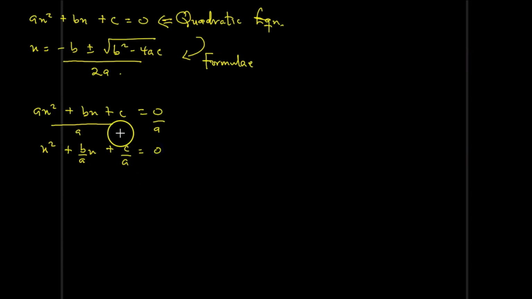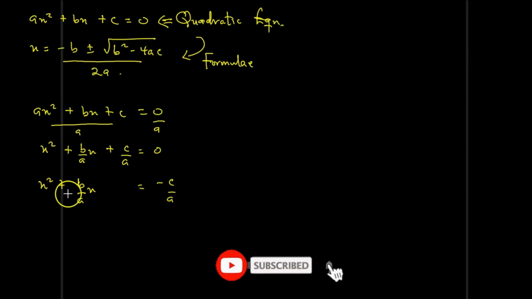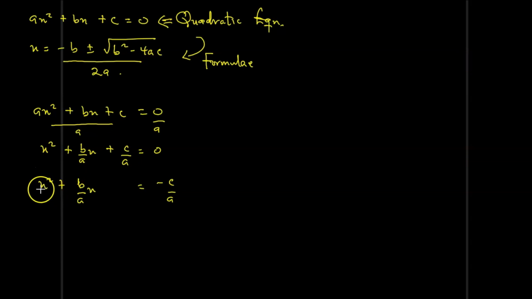Then because we want to make x the subject, we are just going to transpose the c on a to the right hand side. So we'll be left with x squared plus b on a x equal to negative c on a. At this point, making x the subject, we are going to make the left hand side a perfect square so that we can write the expression in a factor form, which will be in terms of x and only b on a. And whatever operation we work on the left hand side, the same operation must be done on the right hand side of the equation.